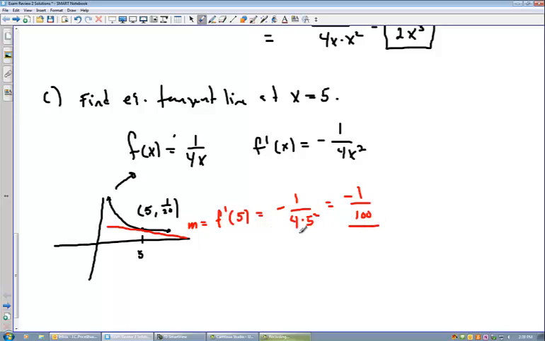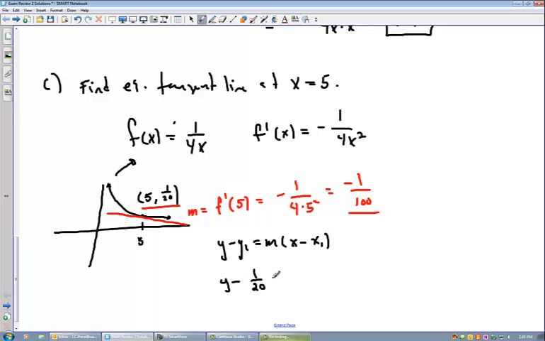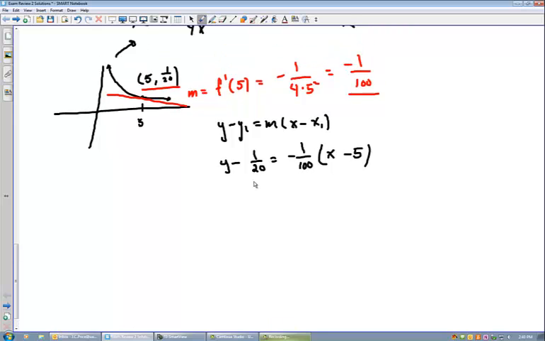So I have my slope, I have my point, and so I can go ahead and plug into my slope point form here. So I'll plug into y minus y1 equal to m times x minus x1. And so I have y minus, my y1 is that 1 over 20, equal to negative 1 over 100 is my slope, all times x minus 5. And now all I want to do is solve this then for y.